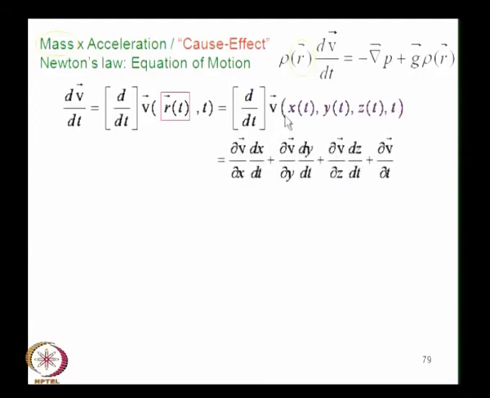So, it will come as a partial derivative of the velocity with respect to x times the derivative of x with time, plus del v by del y, which is the partial derivative of the velocity with respect to y, times dy by dt, and there is a similar term coming from the dependence on z. And then there is an explicit dependence on time indicated by the partial derivative of the velocity with respect to time. So, there are 4 terms, 1, 2, 3 and 4, which contribute to this acceleration.